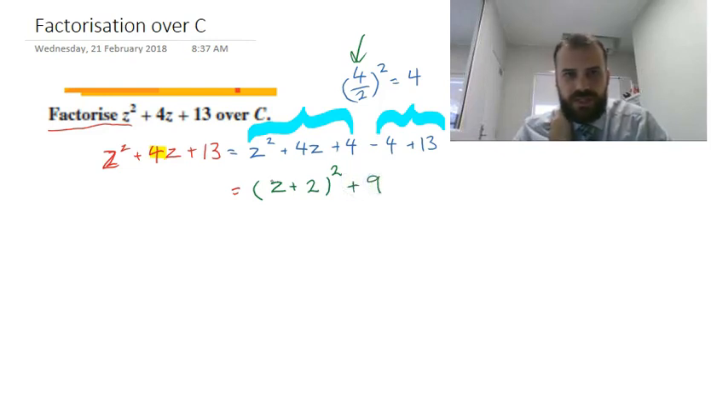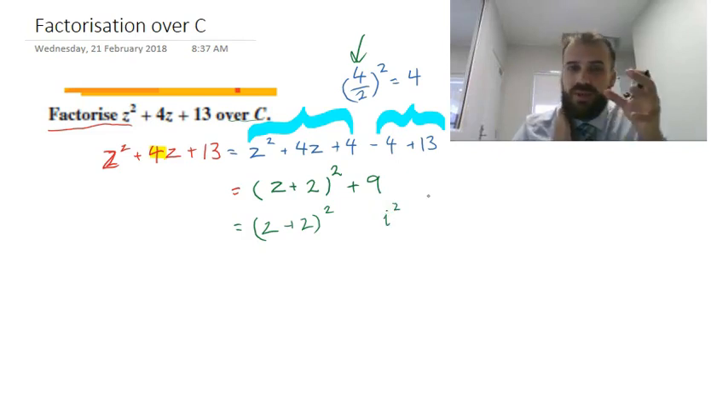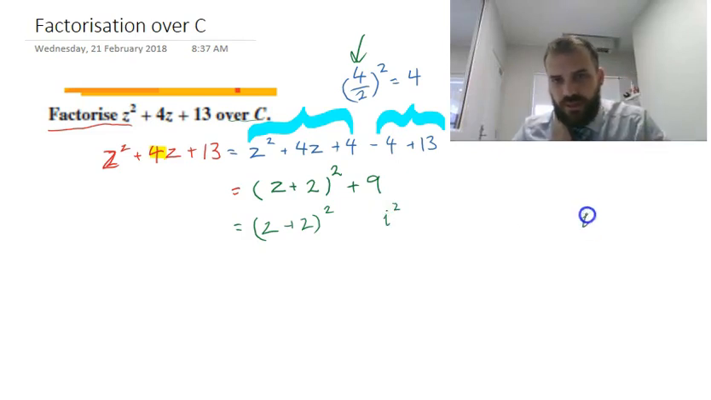So I have this factor here, z plus 2 squared, and I have this plus 9. And you might be wondering, where is this over C? Where is this complex number going to come from? I'm going to use some sort of mathematical trickery to make it appear. So z plus 2 squared, and then I'm going to put in an i squared here. Now, think about what i squared is. i squared equals -1.